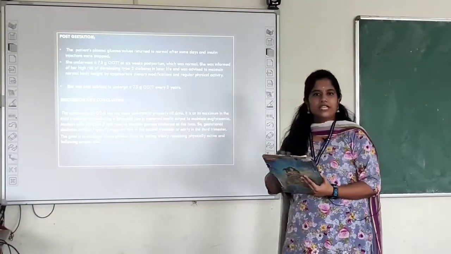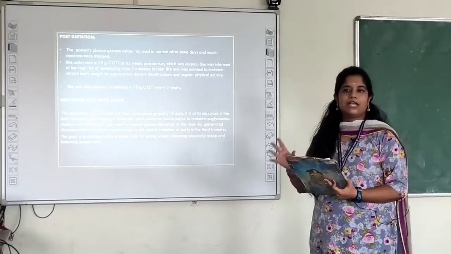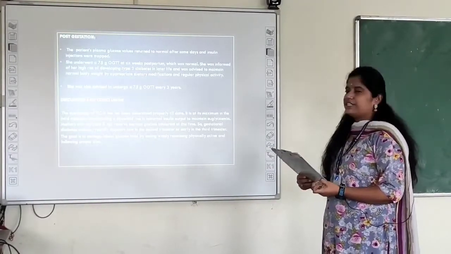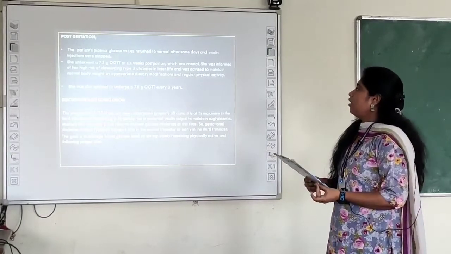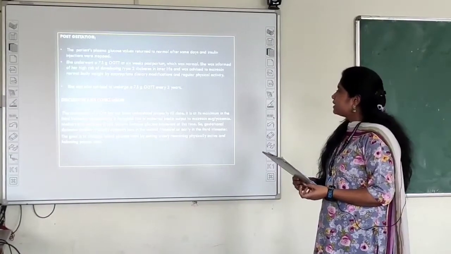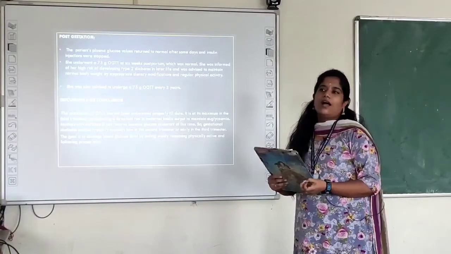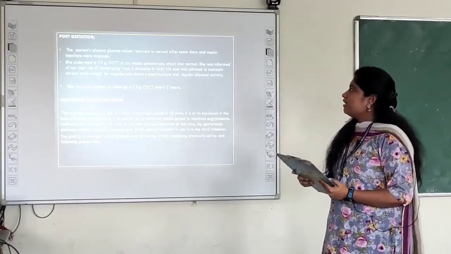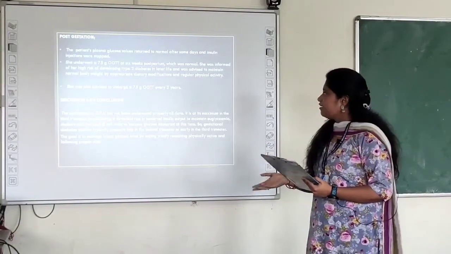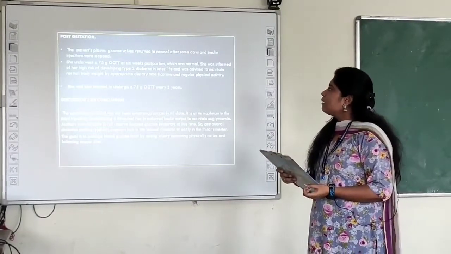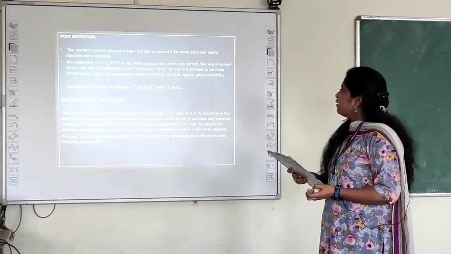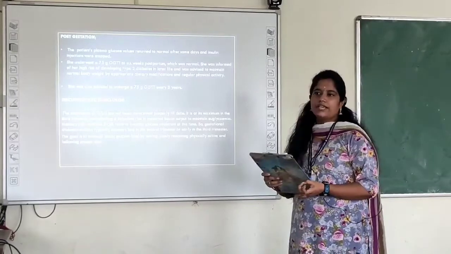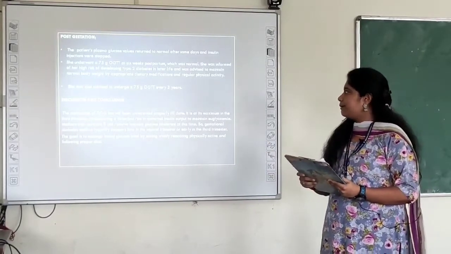So now everything is over, but after gestation, how are her blood sugar levels? The patient's plasma glucose values returned to normal after some days and insulin injections were stopped. She underwent a 75 gram oral glucose tolerance test at 6 weeks postpartum, which was normal. So the blood sugar levels were normal after her pregnancy. She was informed of her high risk of developing type 2 diabetes mellitus in later stages of life, and she was advised to maintain a normal body weight by appropriate dietary modifications and regular physical activity. She was also advised to undergo an oral glucose tolerance test every 3 years because she has a risk of developing type 2 diabetes mellitus.